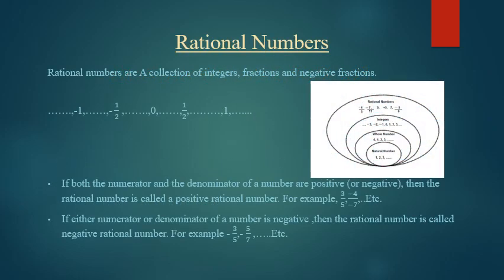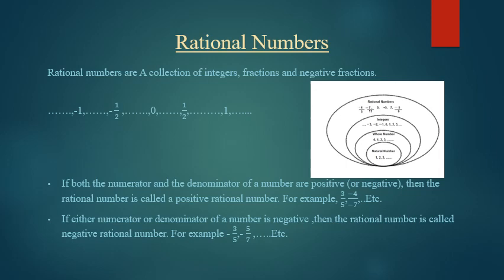Yes, welcome students. Today we are going to start a new chapter, that is rational numbers. So first of all, let's see what a rational number is. A rational number is a collection of integers, fractions and negative fractions. As we already learned before, regarding these integers, fractions and negative fractions, you know it very well.